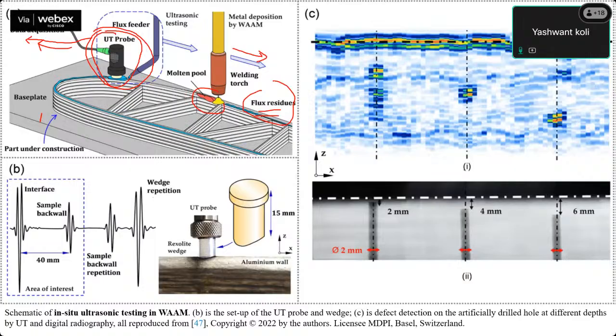So this is the coupling medium for UT, and it has demonstrated the ability to detect 2 mm internal defects at 100 degrees Celsius, without waiting for cooling. So almost 2 mm internal defects can be detected by the UT probe. Here you can see 2 mm, 4 mm, and 6 mm.